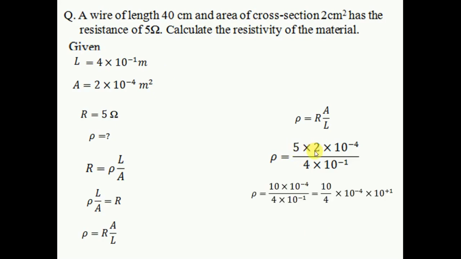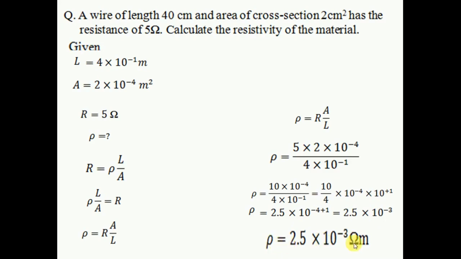Now I can multiply this 5 and 2, so that is 10, and 4 into 10 to the power 1. I'll separate the powers of 10. So it will be 10 by 4 into 10 to the power minus 4, and this 10 to the power minus 1 will go up, and it will become 10 to the power plus 1. I'll solve again. Now 10 by 4 is 2.5, and I have to take care of this power, so this will be minus 4 plus 1, and if you subtract it, you will get 2.5 into 10 to the power minus 3. Now this is the final answer. I just need to write the unit. As we already know, the unit of resistivity is ohm meter. So we got the answer.